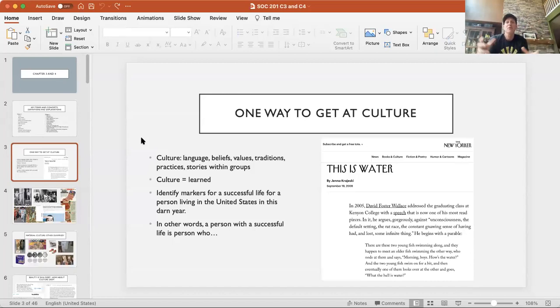We're swimming in this water, as David Foster Wallace talked about in a commencement speech, this idea about swimming in water, right? Morning, boys, how's the water? The two young fish swam on for a bit, and then eventually one of them looks over at the other one and says, what the hell is water? They're in it all the time and they don't even know it, right?